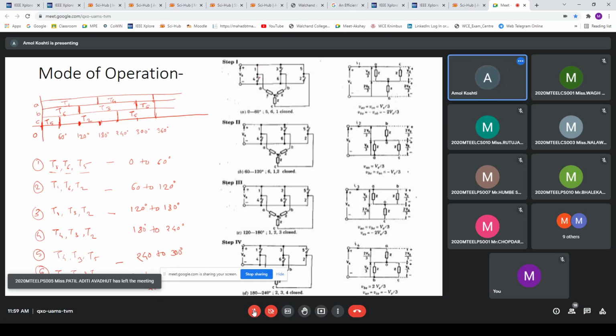First T1. You just see here the T4 switch is open, which means only T1 is on there. Then T6. If you see the switch of T3 is open, it means only T6 is on. Then the last switch is T5. In the last leg, the switch of T2 is open there, so only T5 is on.